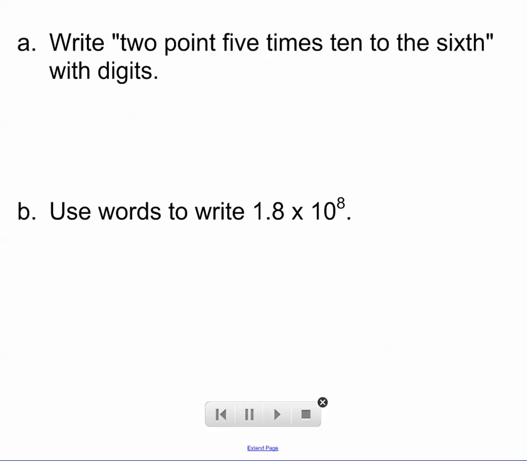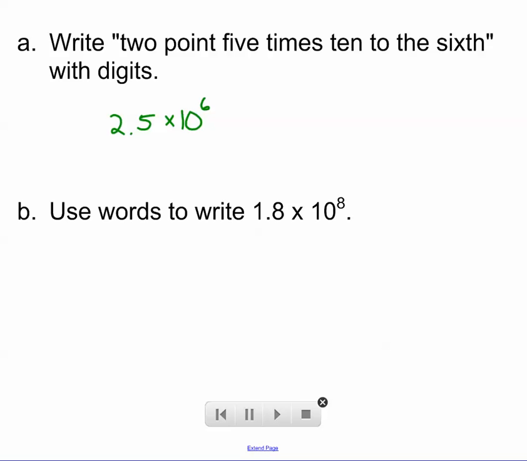Okay, let's write 2.5 times 10 to the 6th with digits. In other words, we're going to make it look like this. This is scientific notation down here: 2.5 times 10 to the 6th. Here we go. That is scientific notation, people.